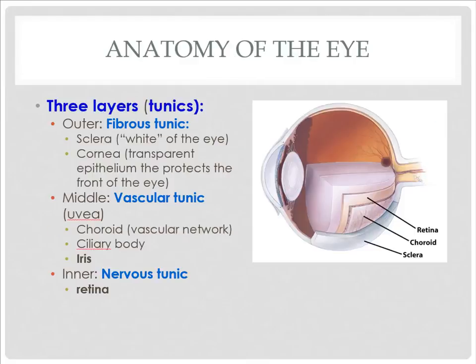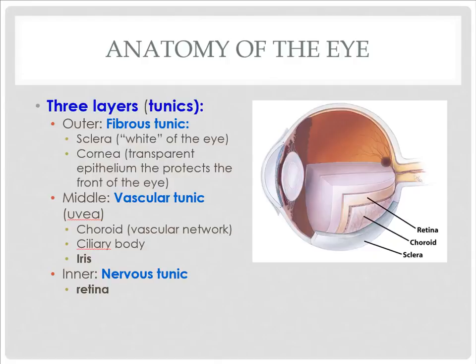Looking at the structure of the eye, you'll notice the eye is structured within 3 different layers: our fibrous, vascular, and nervous tunic. The outer layer consists of the sclera and the cornea, where the sclera represents the white of the eye, and the cornea represents the transparent epithelium that protects the front of the eye itself. This is where we're going to be able to see that light is able to pass through in order to focus in the special sensory areas of the eye itself, which we'll discuss soon.